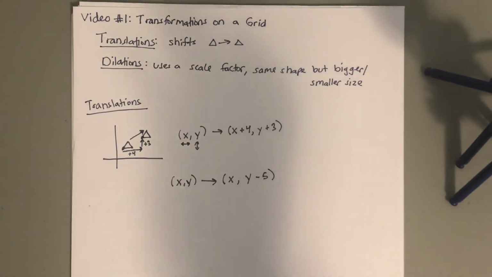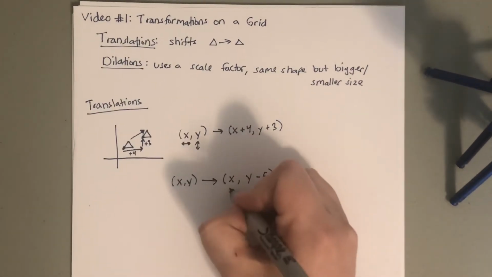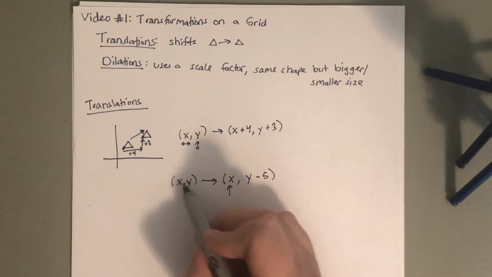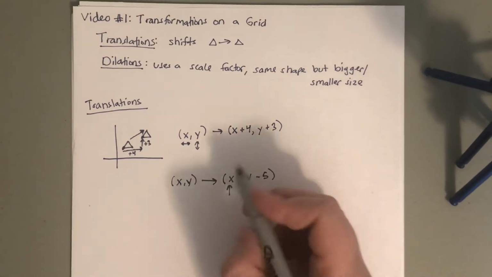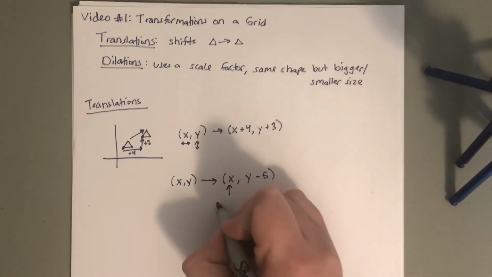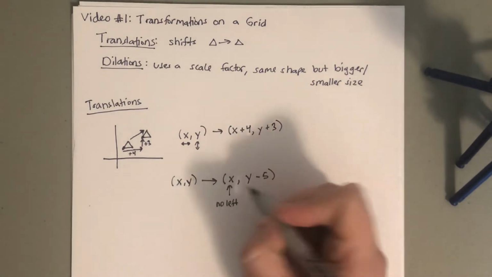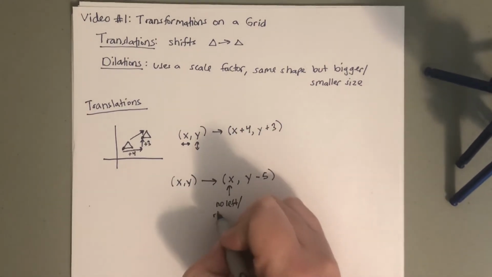So what does that mean? What is that talking about? So this x, because there's no shift attached to the x, there's no plus or minus out here, the x coordinate just stayed the same. In this translation, it doesn't go left or right at all.